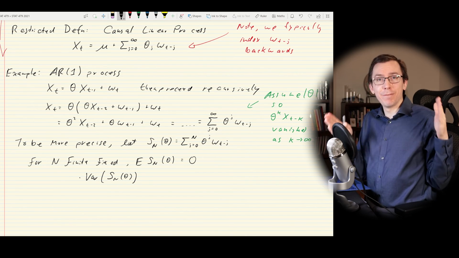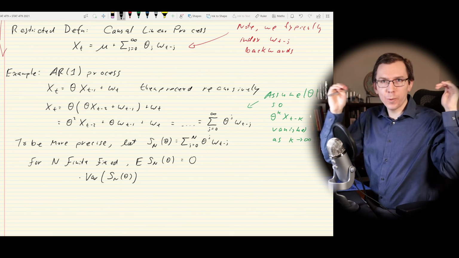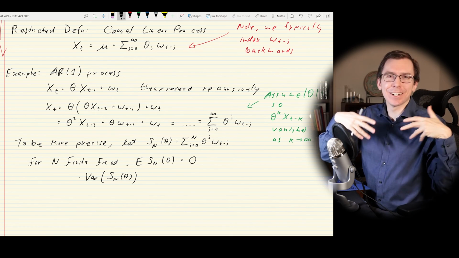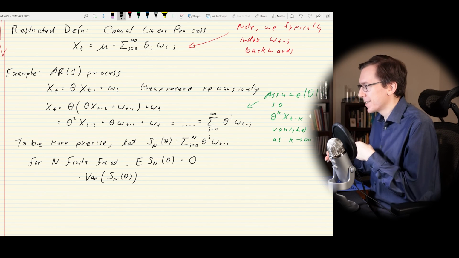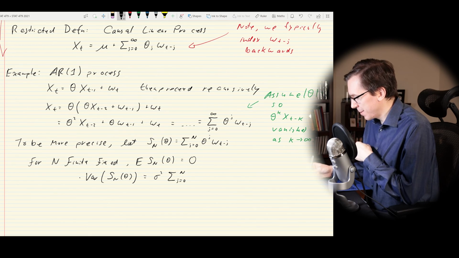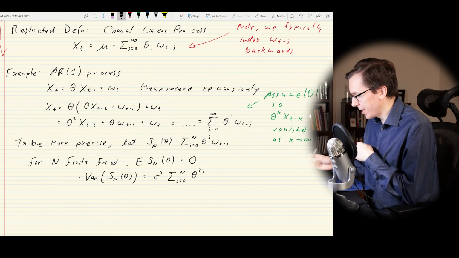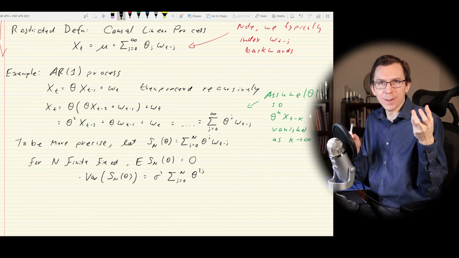Again, using the fact that we have a finite number of terms being added together, and even for weak white noise, the W_t are uncorrelated, so we don't have to worry about any covariance terms. And what we end up with is just going to be sigma squared out front, and we're going to get the sum j from 0 to capital N of theta to the 2j, because when I take the variance of each piece, I square the coefficient, right?